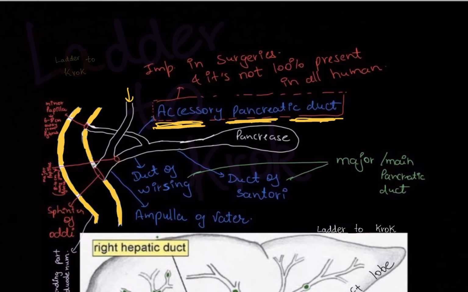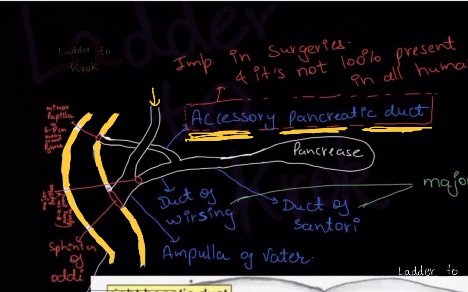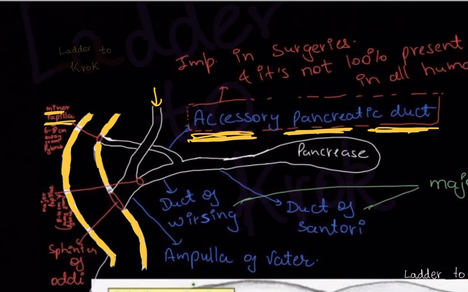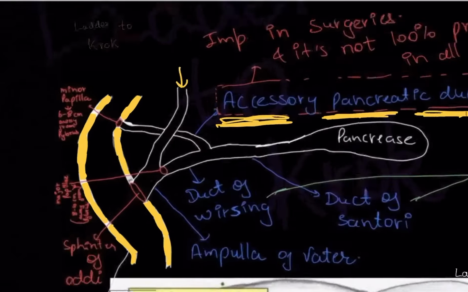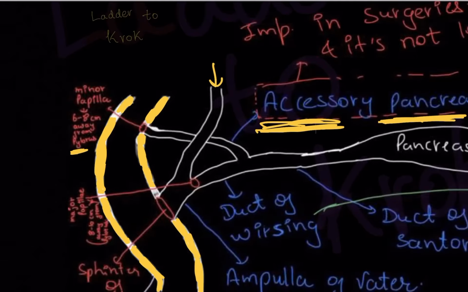This accessory pancreatic duct opens in the descending part of the duodenum by the minor papilla. It is 6 to 8 centimeters away from the pylorus. You know what the pylorus is? Our stomach has parts. The below part of the stomach is known as the pylorus. The above part is the cardiac part. You will discuss this in the anatomy video. So the below part of the stomach is the pylorus, and the papilla is 6 to 8 centimeters away from it.